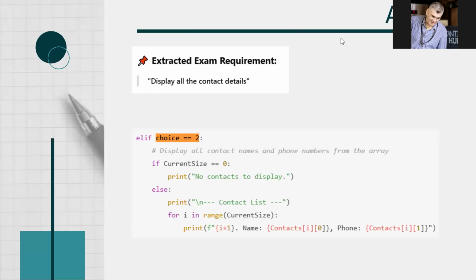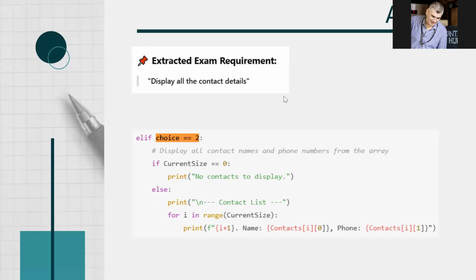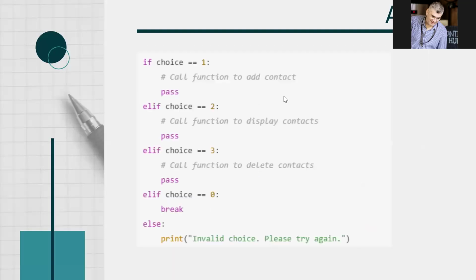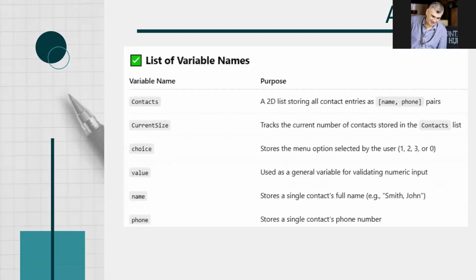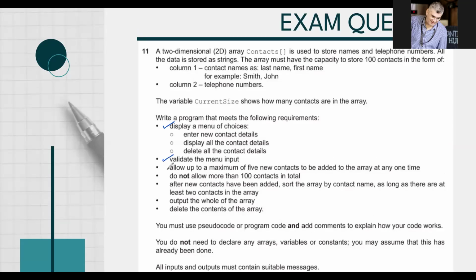So this is part 4. We are trying to explain the remaining exam requirements here. If you look here, we have already done displaying the menu. We already validate the menu input. We already allow up to 5 new contacts. And we also made an if statement that prevents more than 100 contacts in total to be inserted into the contacts array. Okay.